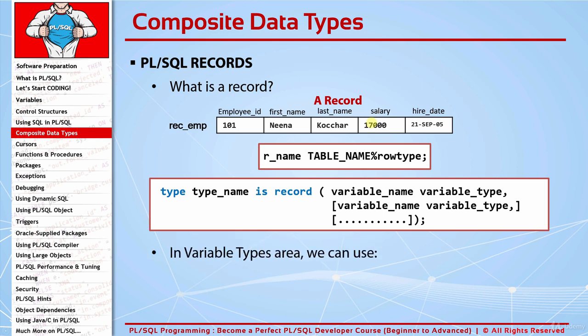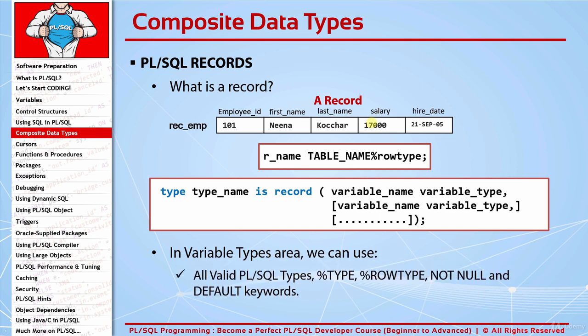In the variable area, we can use some features with our variable types. What are they? We can use all PL/SQL variable types in this area. Besides, we can use the %type attribute to declare a variable based on a column type or another variable type. We can declare our variable as a row record with %rowtype. Furthermore, we can declare our variables as not null, or we can assign default values to them. So how do we reach or assign them? We write record name dot variable name. Now, I think that's enough for the record introduction. Let's make some examples then.